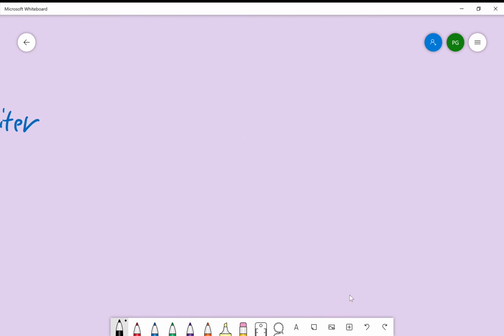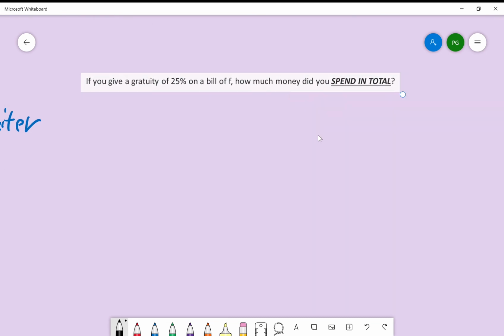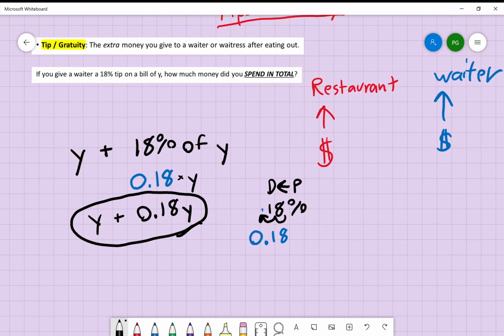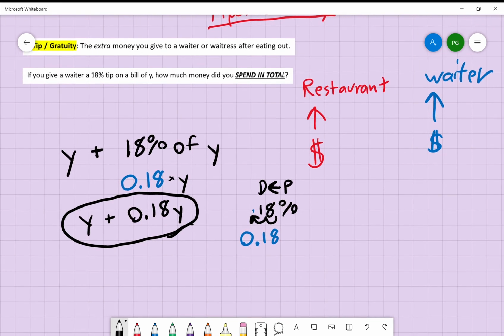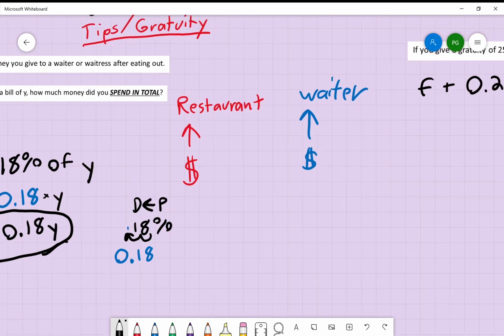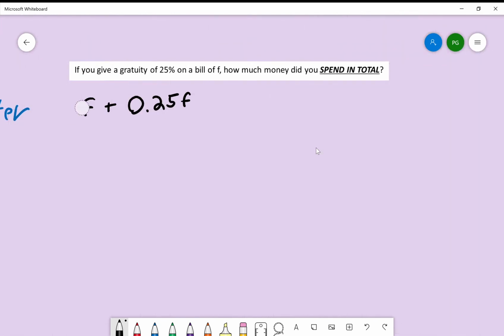Let's say I tell you that if you give a 25% gratuity on a bill of F, how much money did you spend in total? Okay, now if you remember in the last one, what we did is y plus 0.18y, right? Here, we could do that. We could say, all right, the original bill is F plus this person gave the waiter 0.25 of F, right? We could do that. It kind of makes sense. It's the same thing. Let's try another way of working it out, though.